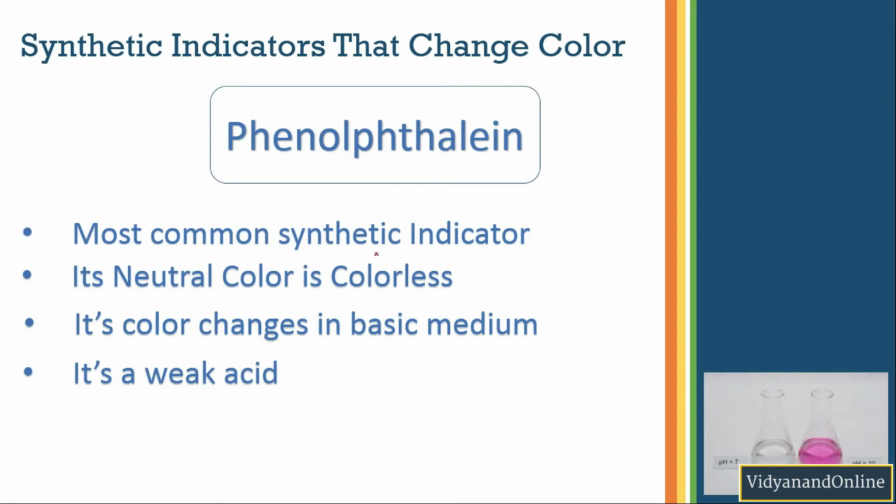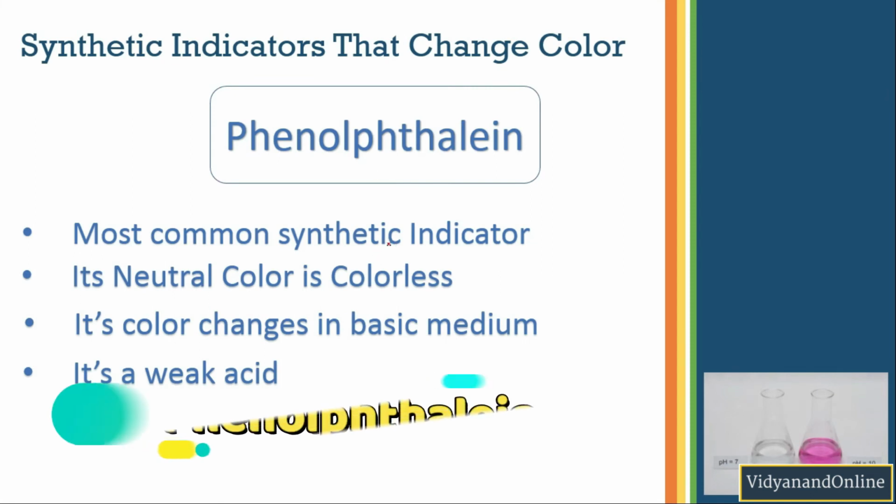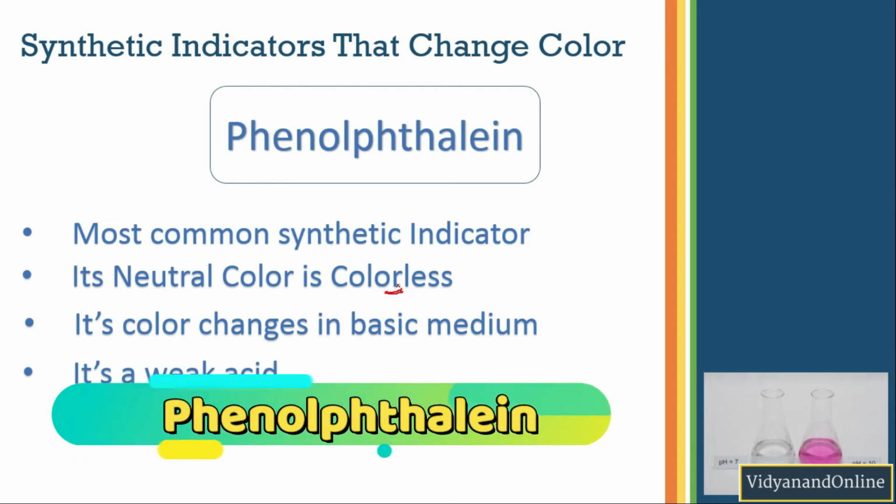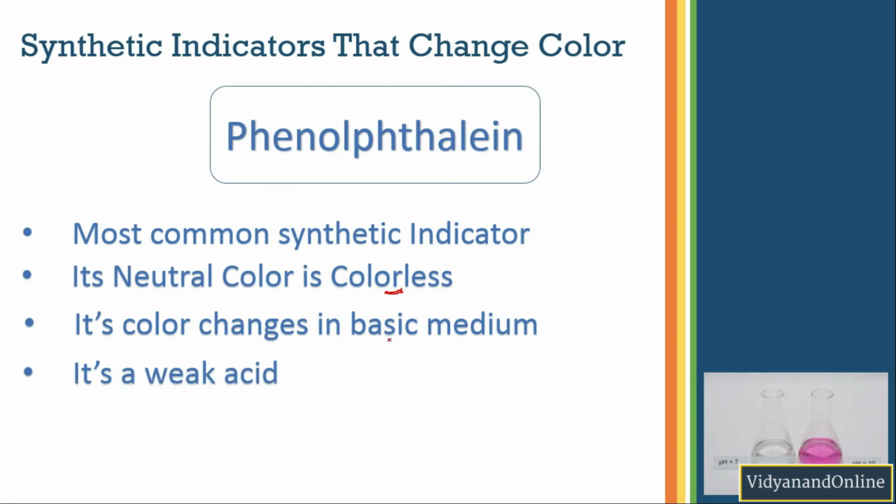Now let us talk about phenolphthalein. Phenolphthalein is yet another synthetic indicator which is most commonly used. It is a colorless solution which changes its color only in basic medium. So it doesn't change its color in acidic medium. The only change in color is obtained in basic medium. Again, it is a weak acid. So here if you see, you have phenolphthalein here, and for a pH equal to 7, the phenolphthalein is colorless, whereas for pH equal to 10, it means a basic solution, the color is changed from colorless to pink color.